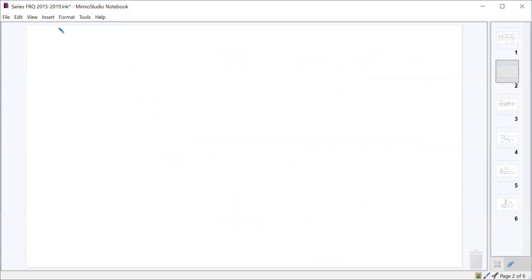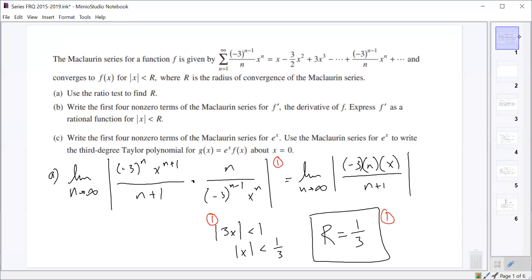So part B then asks us, I guess I should look at it here. Part B says to write the first 4 non-zero terms of the Maclaurin series for f prime, which is the derivative, and then we want to express f prime as a rational function for its radius of convergence. So we could start off just by term-by-term differentiating, or we could differentiate our actual series itself. Doesn't really matter which way you want to go with it here.